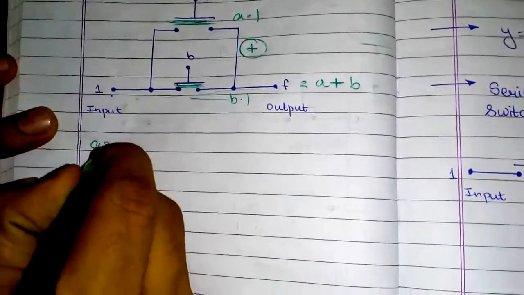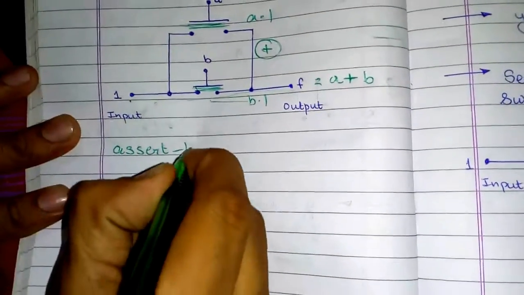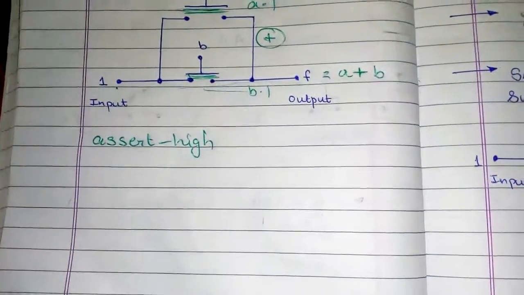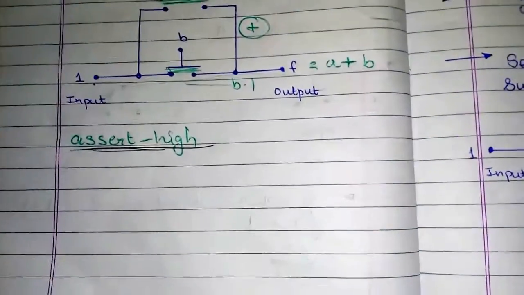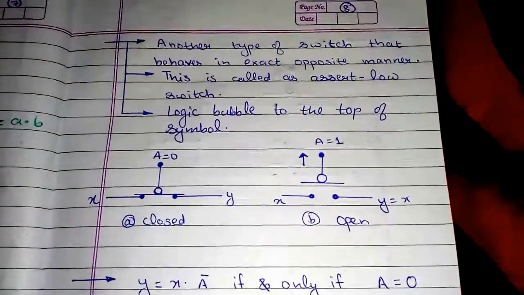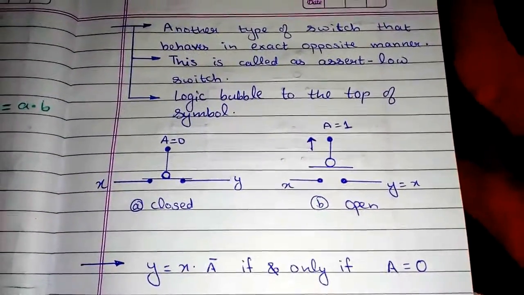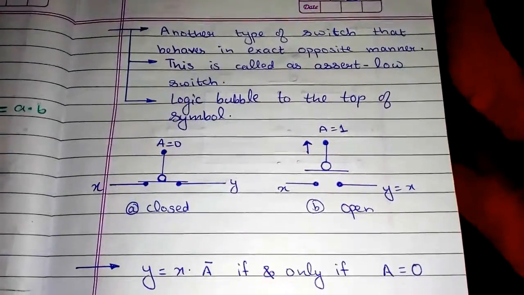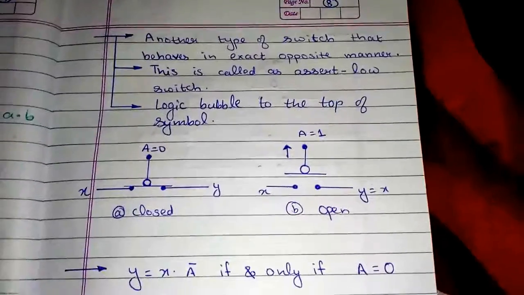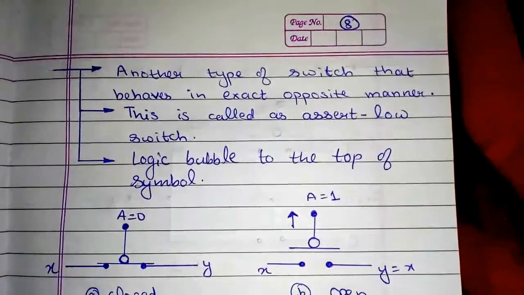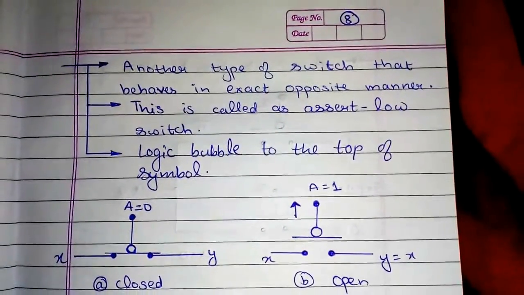Please note this name, assert high. Assert high switches are the normal switches that we just saw. Then obviously there is an alter ego for assert high, which is known as the assert low switch. It behaves exactly opposite to what we just saw.